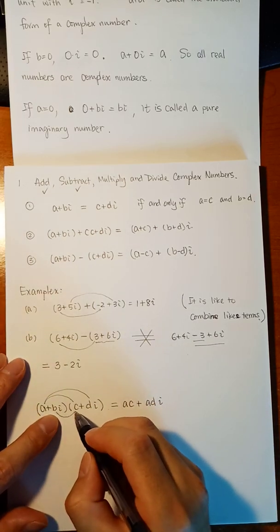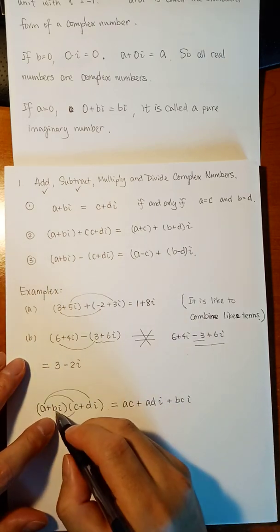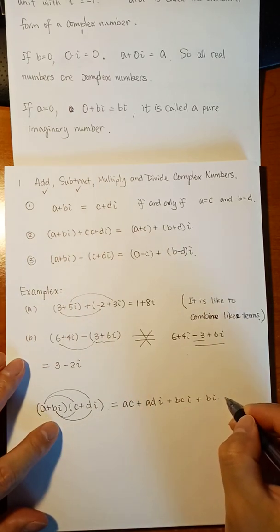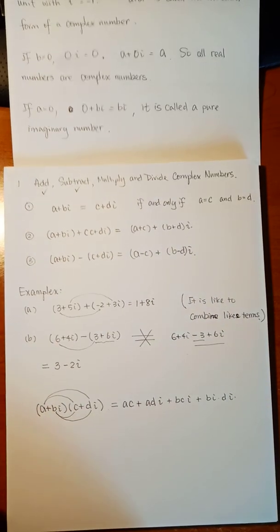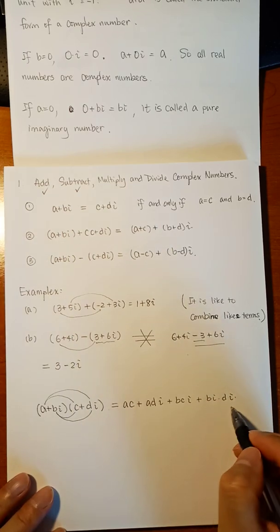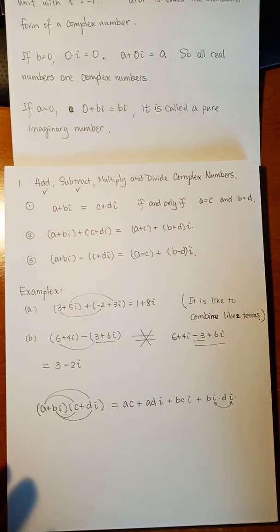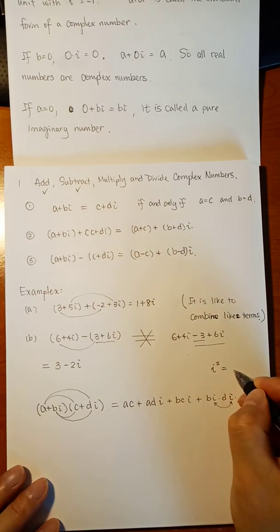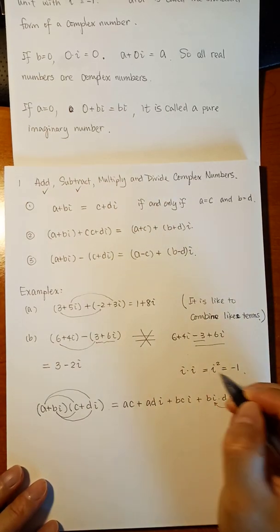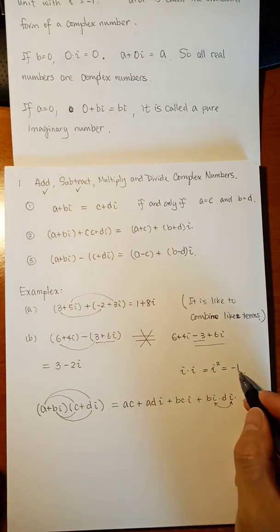Okay, and then you have Bi times C, same, BC times i. Bi times Di. Okay, let's study the last term first. i times i, we see it. Remember, what is the property of i? i squared is negative 1. What is square? Square means i times i. So i times i is negative 1.